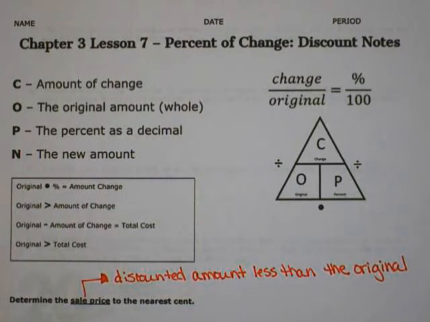Chapter 3, Lesson 7, Percent of Change, Discounts. We will be using the same percent proportion as we have been using. Remember, when you are purchasing something at a discount, you will be paying less than the original amount. Therefore, we set up and solve the proportion to calculate the amount to be subtracted from the original amount.